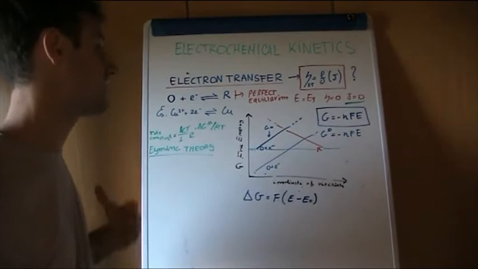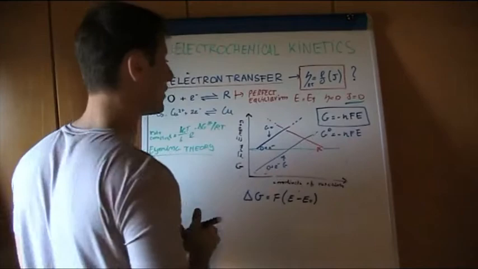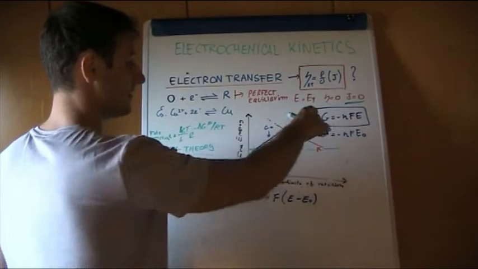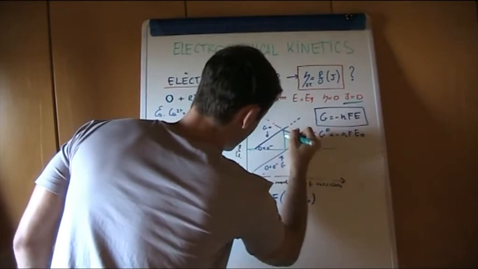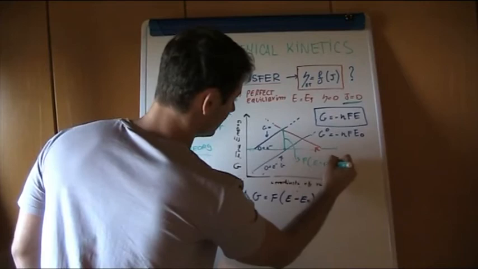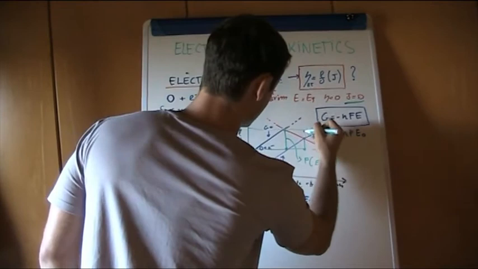Now it's clearer to say that the difference between G0 and the new G can be connected to a difference between E and E0. Why? Because we have these relationships, and proceeding with this difference, we can say that the difference between the starting point and the other starting point, delta G, is equal, according to these two equations, to F times E minus E0. But this difference can be described as composed of two contributions, this one and this one.